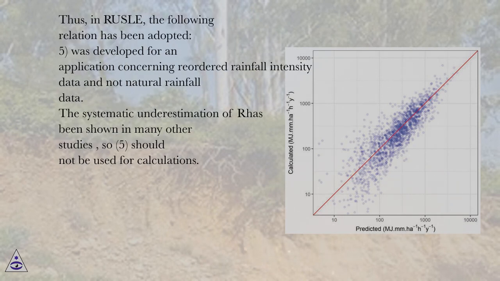Thus, in RUSLE, the following relation has been adopted. Equation 5 was developed for an application concerning reordered rainfall intensity data and not natural rainfall data. The systematic underestimation of e has been shown in many other studies, so equation 5 should not be used for calculations.